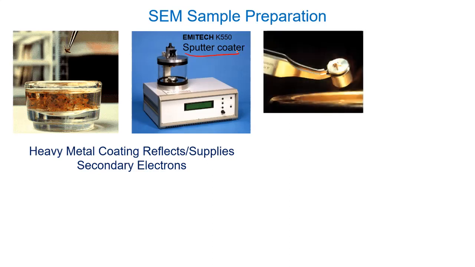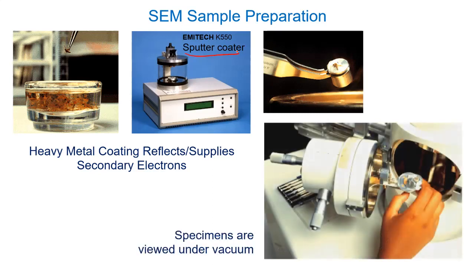And you might be able to tell that it's looking kind of shiny. Then you stick it in your microscope. You can see it has this big durable door. And what you're going to do is stick your sample in there, and it's going to be under vacuum.